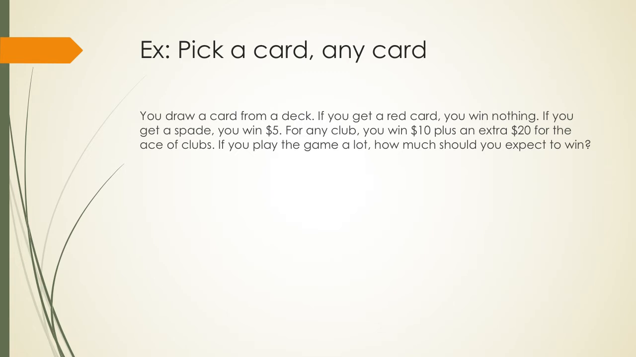Let's look at a more interesting example, a game of chance. The rules are as follows. You draw a card from a deck. If you get a red card, you win nothing. If you get a spade, you win $5. For any club, you win $10, plus an extra $20 for the ace of clubs. Understanding the expected value could help you understand how much you should be willing to pay to play the game.